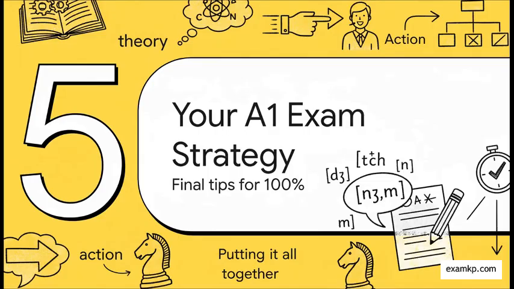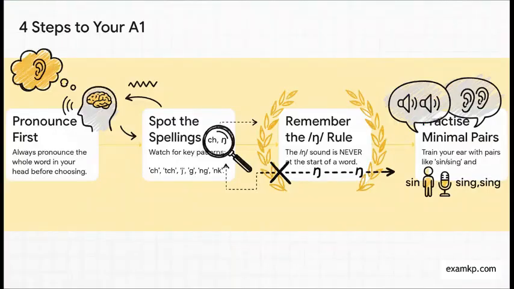Look at that. You've learned the theory, you've seen the traps, and you solved real past exam questions. Now let's wrap it all up into a simple, powerful strategy you can use to guarantee you get 100% on these questions. Here it is. Your 4-step formula. First, always say the word in your head. Don't just trust the letters. Second, hunt for those key spellings we talked about. They are your biggest clues.